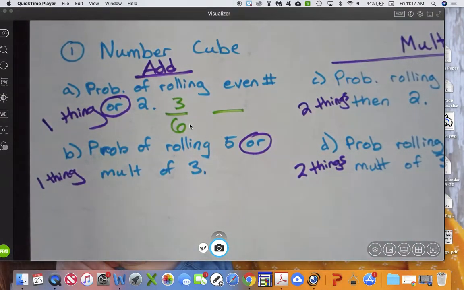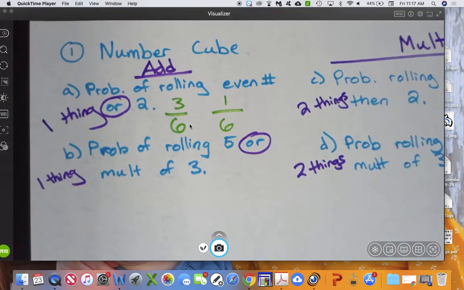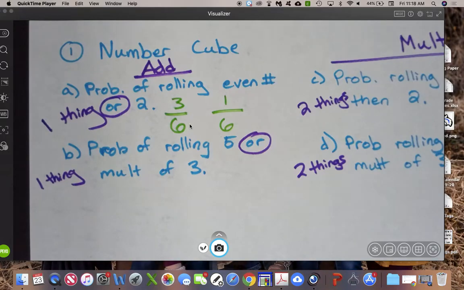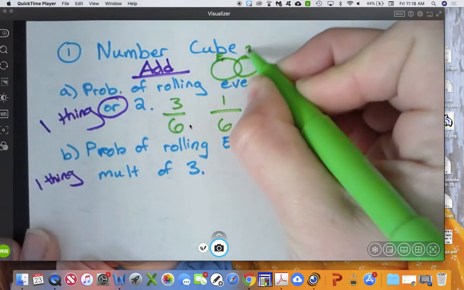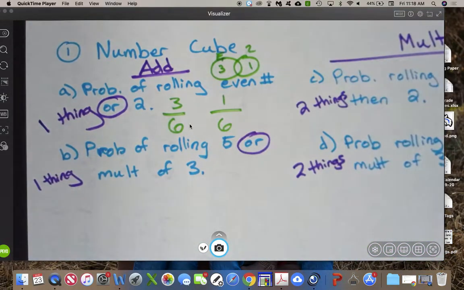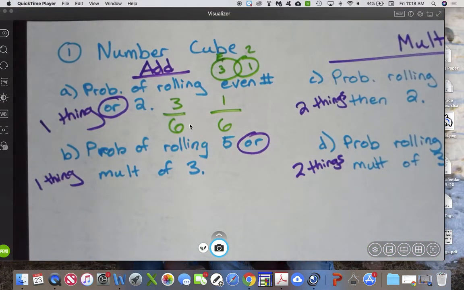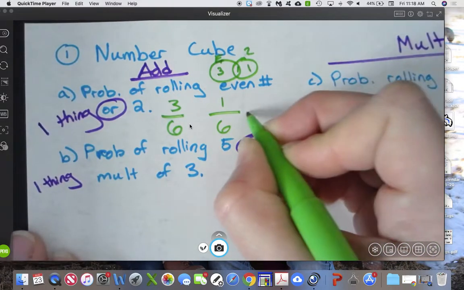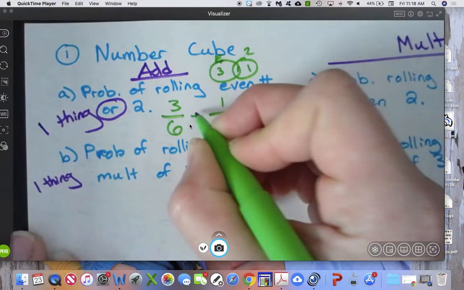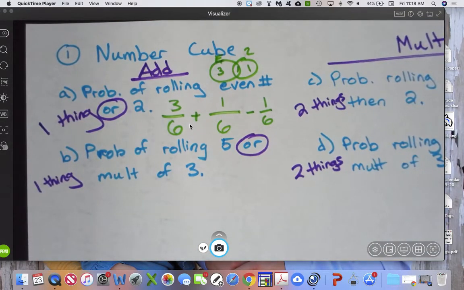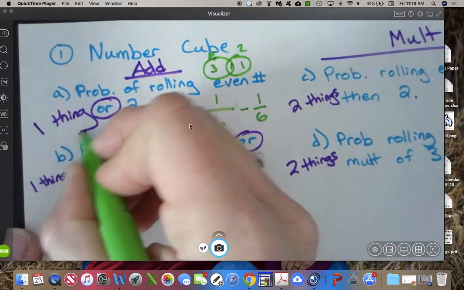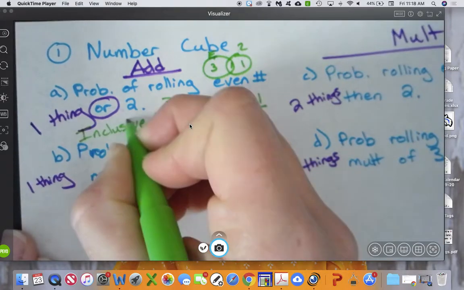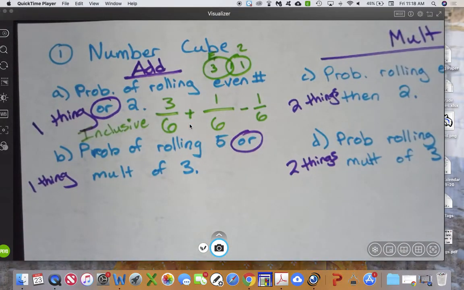1 over 6, right? Now, this is the hard part because even numbers, there's 3 of them. Twos, there's 1 of them. But if I look at my bubbles, here's even, here's twos. Even, there's 3 of them. 2, there's 1 of them. But is 2 also an even number? Yes. So this is the hard part, right? I need to subtract my 1 that is both of them. So is this inclusive or exclusive? Inclusive. So I'm going to put inclusive here. I-N-C-L-U-S-I-V-E. Inclusive. All right, so that's the weird part.